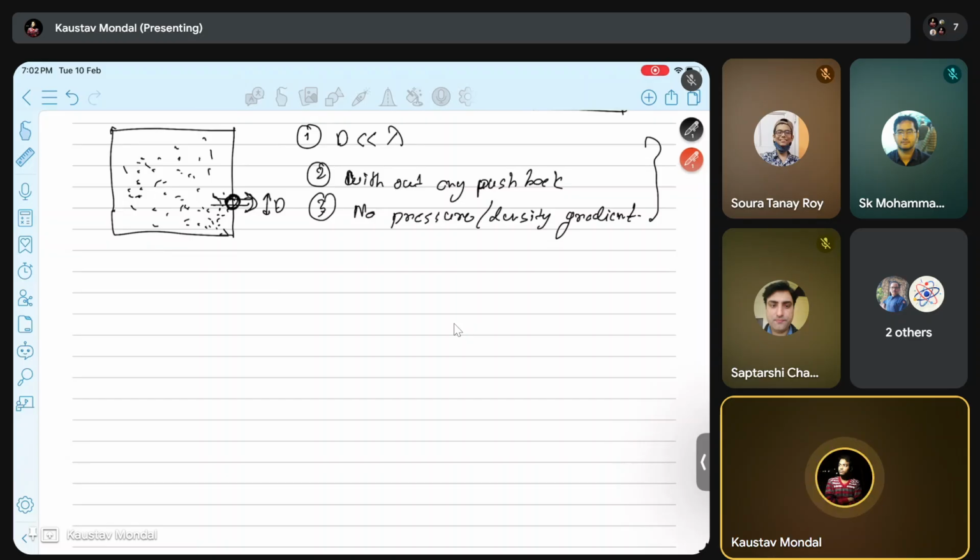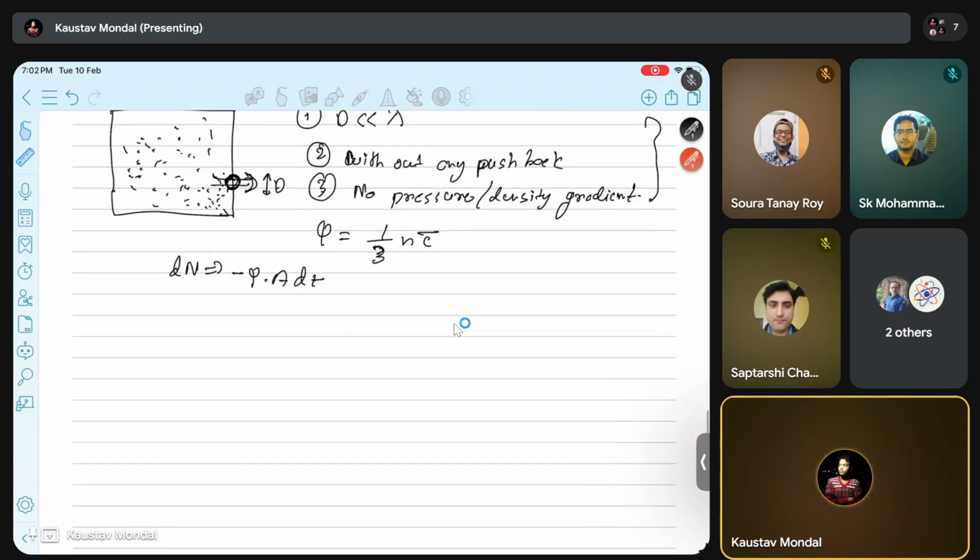So that means the number of molecules. Let's suppose the flux is phi, 1 by 4 n c bar. In that case, the number of molecules moving out through an area A in unit time dt is given by dN equal to minus phi into A into dt, and dN by dt is basically given by minus phi into A, okay.